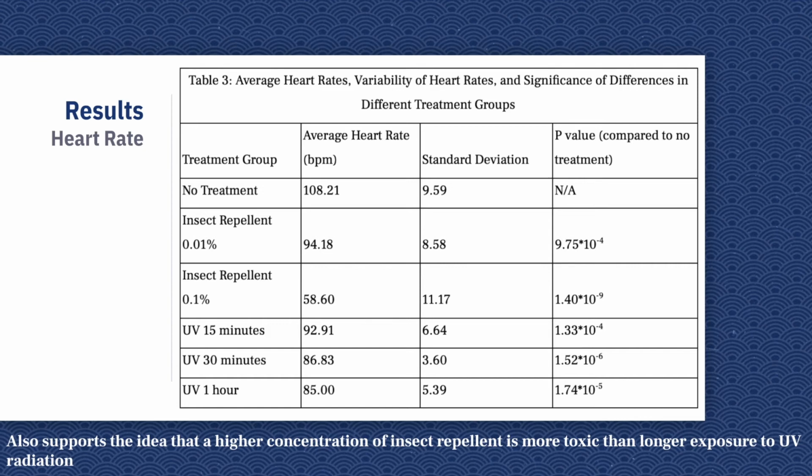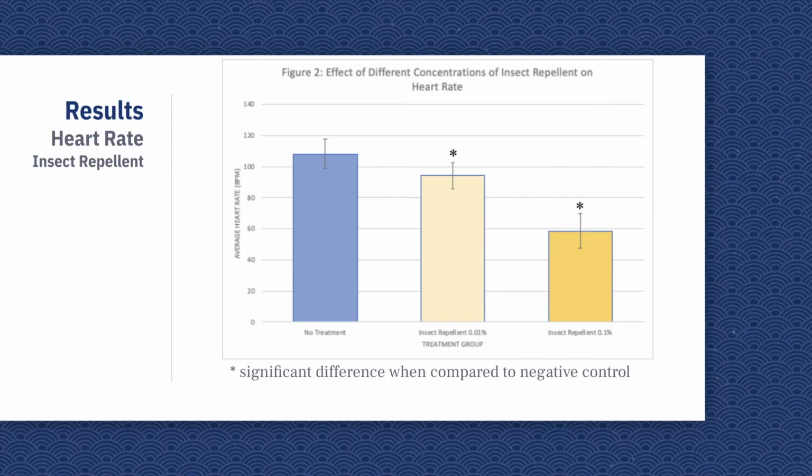0.1%. Considering 0.1% insect repellent was an intermediate level of exposure and showed more significance than the highest level of exposure to UV radiation, it is reasonable to conclude that insect repellent has more of an effect on the heart rate of embryos than UV radiation does. This figure is simply a graphical representation of average heart rates of embryos at different concentrations of insect repellent. 1% insect repellent is not included because all embryos were eliminated as a result of the chemical.